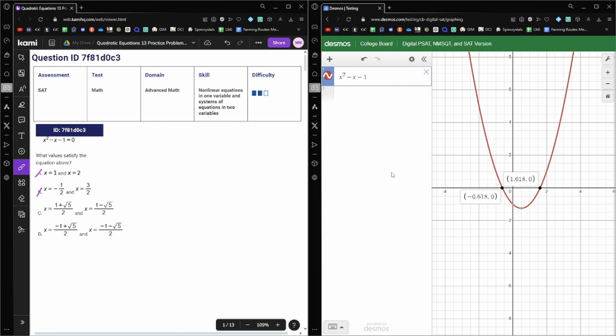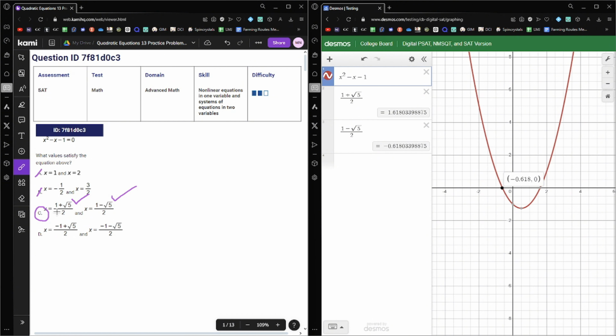Now let's plug those into Desmos. So 1 plus square root 5 divided by 2, that's 1.618. And that is one of our solutions. So let's keep going. Then we have 1 minus square root 5 divided by 2. That's negative 0.618. And that's also one of our solutions. So since both of these match up, our answer will be C.